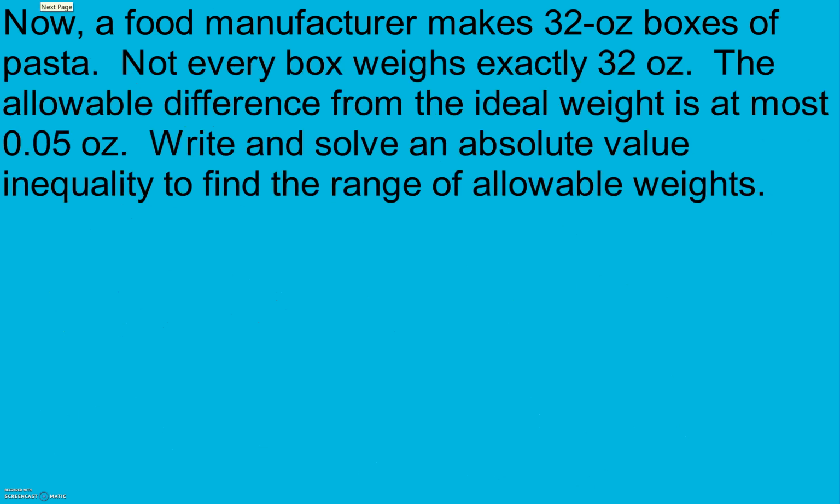Go ahead, pause, give this a try. A food manufacturer makes 32 ounce boxes of pasta. Not every box weighs exactly 32 ounces. The allowable difference from the ideal weight is at most 0.05 ounces. Write and solve an absolute value inequality to find the range of the allowable weights. So again, we take our actual weight minus our goal, which is 32 ounces, less than or equal to, because it can be at most 0.05.